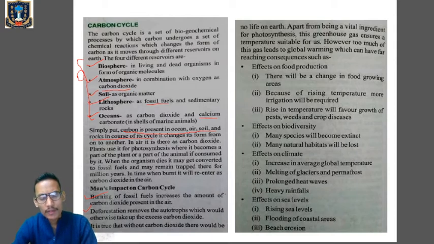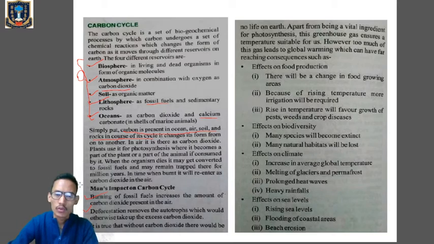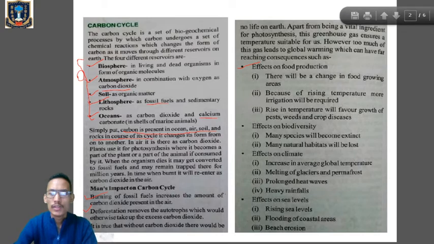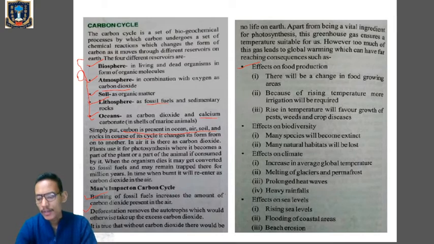Clear? Number three, it is not possible for life to exist without carbon dioxide. Why? Because carbon dioxide is one of the most important components of photosynthesis. Not only that, but this gas, carbon dioxide, also maintains the suitable temperature of our planet Earth for life to sustain. But if the concentration of carbon dioxide keeps on increasing manifold, then it will lead to global warming, that we know. And global warming can have several consequences, such as its effect on food production. There will be changes in food growing areas because the climatic conditions will change.